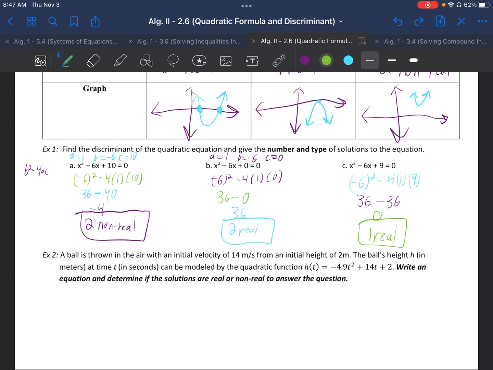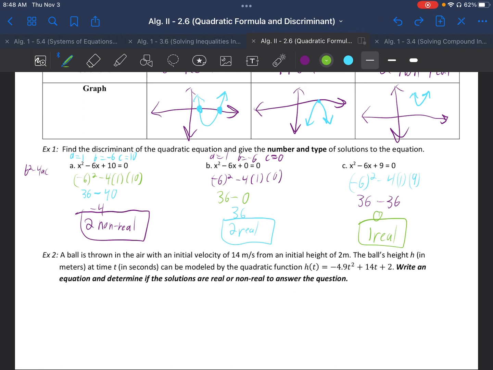Now, here we'll have a word problem diving into the same concept. A ball is thrown into the air with an initial velocity of 14 meters per second from an initial height of 2 meters. The ball's height, h in meters, at time t in seconds can be modeled by the quadratic function h of t is equal to negative 4.9 t squared plus 14t plus 2. Write an equation and determine if the solutions are real or non-real to answer the question.